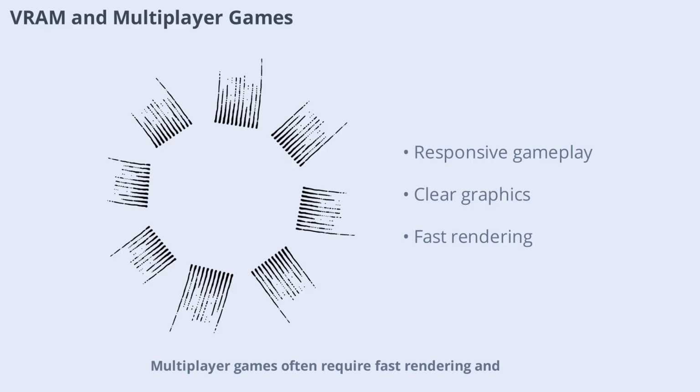Multiplayer games often require fast rendering and smooth visuals to keep up with the action. VRAM helps by storing all the textures and effects needed for each player and environment. With enough VRAM, you'll enjoy responsive gameplay and clear graphics even in fast-paced matches.